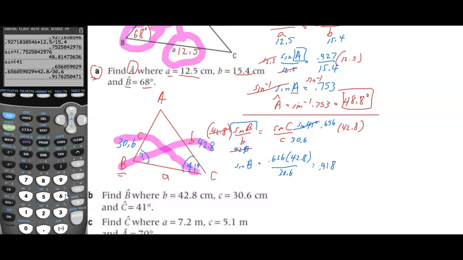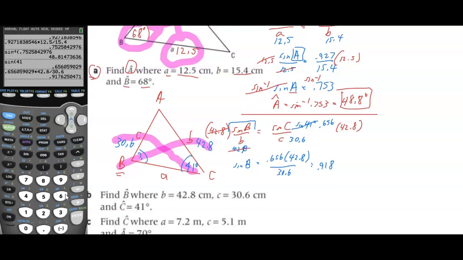And now what I'd like to do is isolate B, so I'm going to get rid of sine by operating on it with inverse sine. Now I'm going to do inverse sine on both sides. Inverse sine and sine are like matter and antimatter. They blow each other up. I'm left with B equals inverse sine of 0.918.